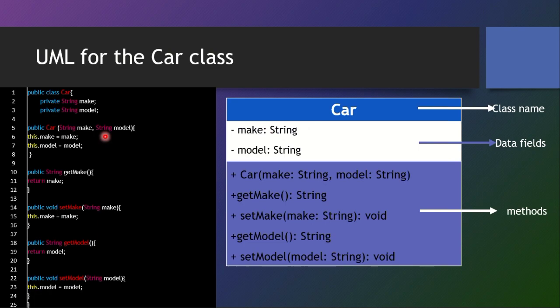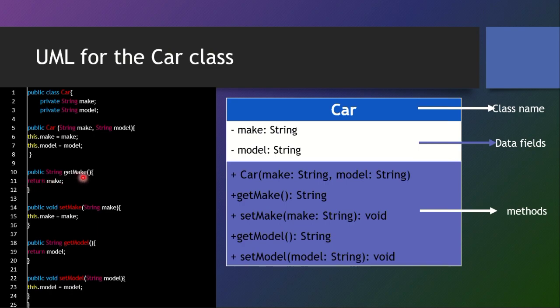So like I said before, a constructor is a special kind of method, so it goes into the methods section. Because this constructor is public, we're going to have a plus, and then we're going to have car. And then here we have make string, and then a comma, and we have model string. And then we don't include these extra things. We just get the actual structure of how the methods are implemented.